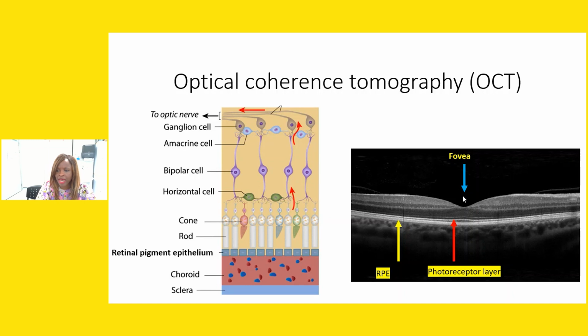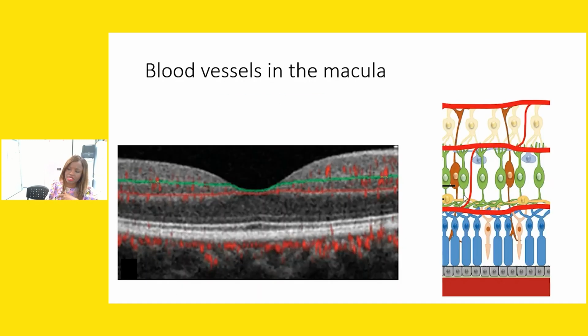And then just above that, you have the photoreceptor layers, which is highlighted here with a red arrow. And then you can see the central dip that looks like a valley, where the blue arrow is pointing at, and that's your fovea. This is the area with the highest concentration of cone cells, which are responsible for color vision and the sharpest quality of vision.